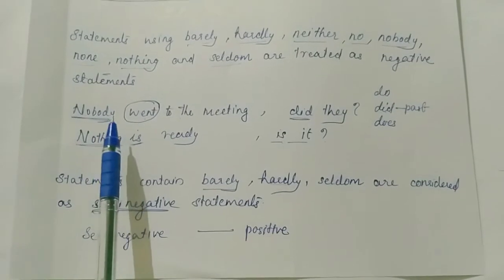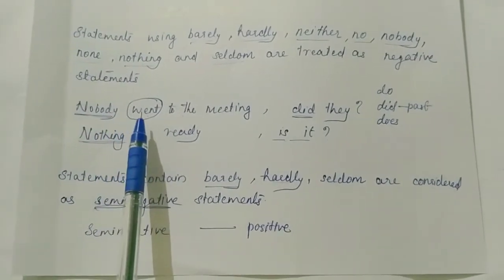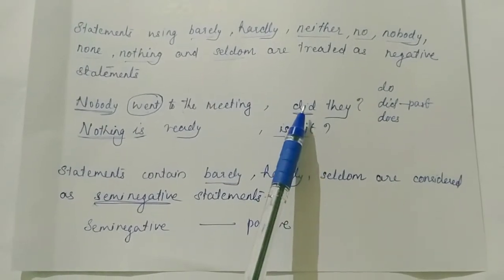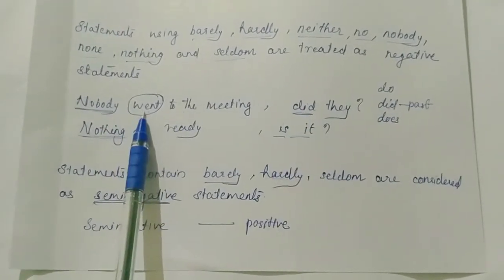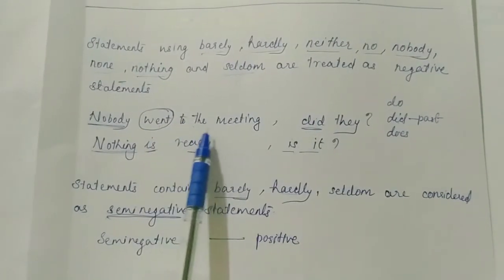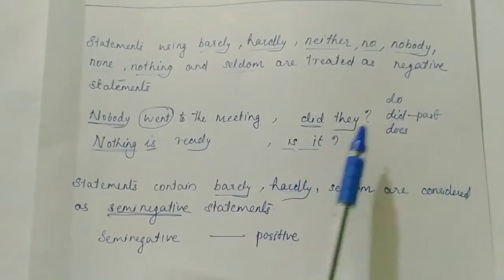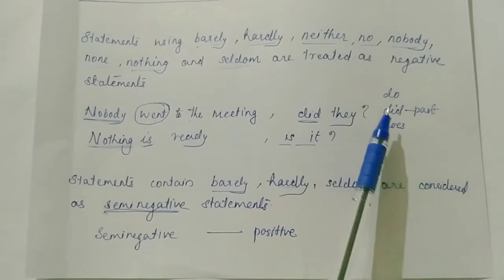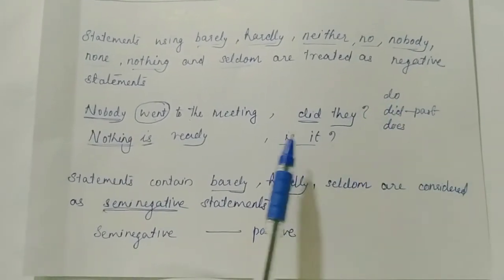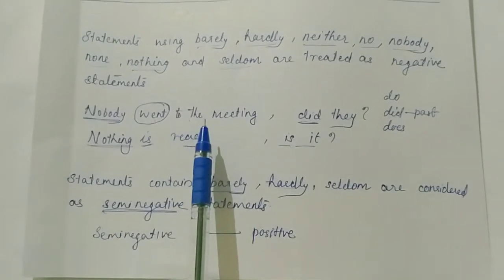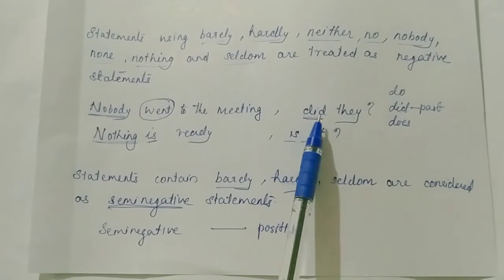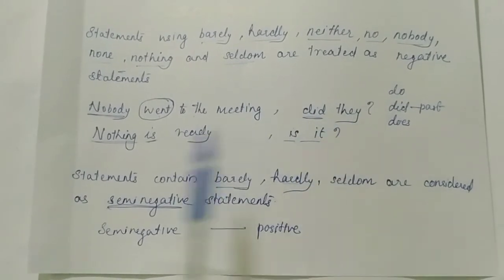First point, we have to check whether it is negative or positive. Negative statement, positive question tag. Second point, consider the auxiliary. If the auxiliary is not there, we should take the helping verb do, did, does. There also we should check whether it is V1 form, V2 form or singular form. Here went is the past form, so we should take did they.